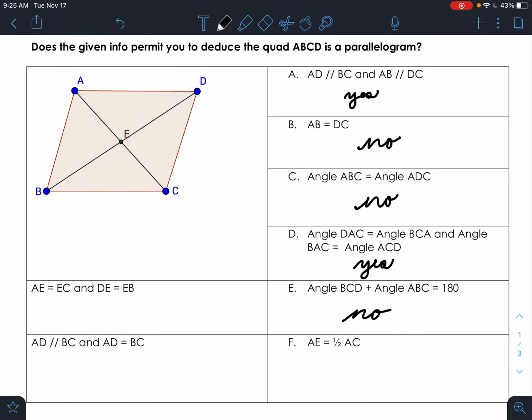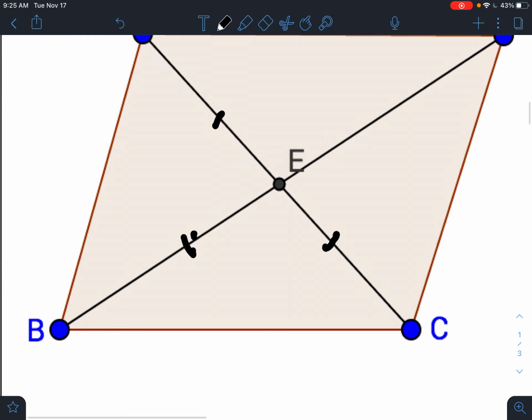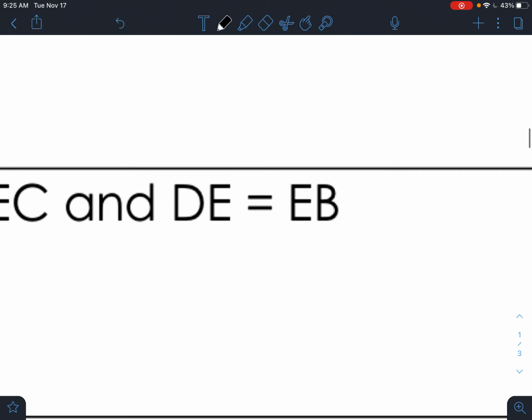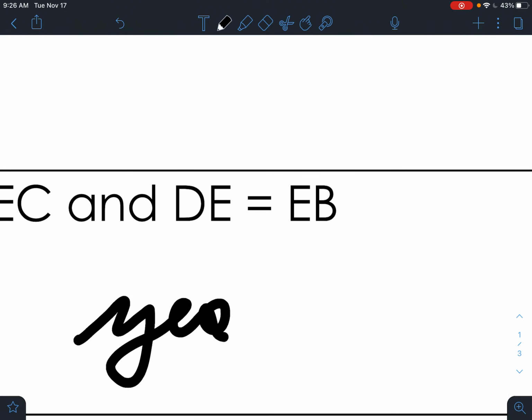F says AE is half of AC. That means these two segments, AE and EC, would be congruent. But again, that's not enough information because the diagonals have to bisect each other, which means we would also need the other two segments to be congruent, which brings us to this next one. This one says that AE is equal to EC and DE is equal to EB. Now that I have both sets of segments being bisected, the answer to this one is yes.